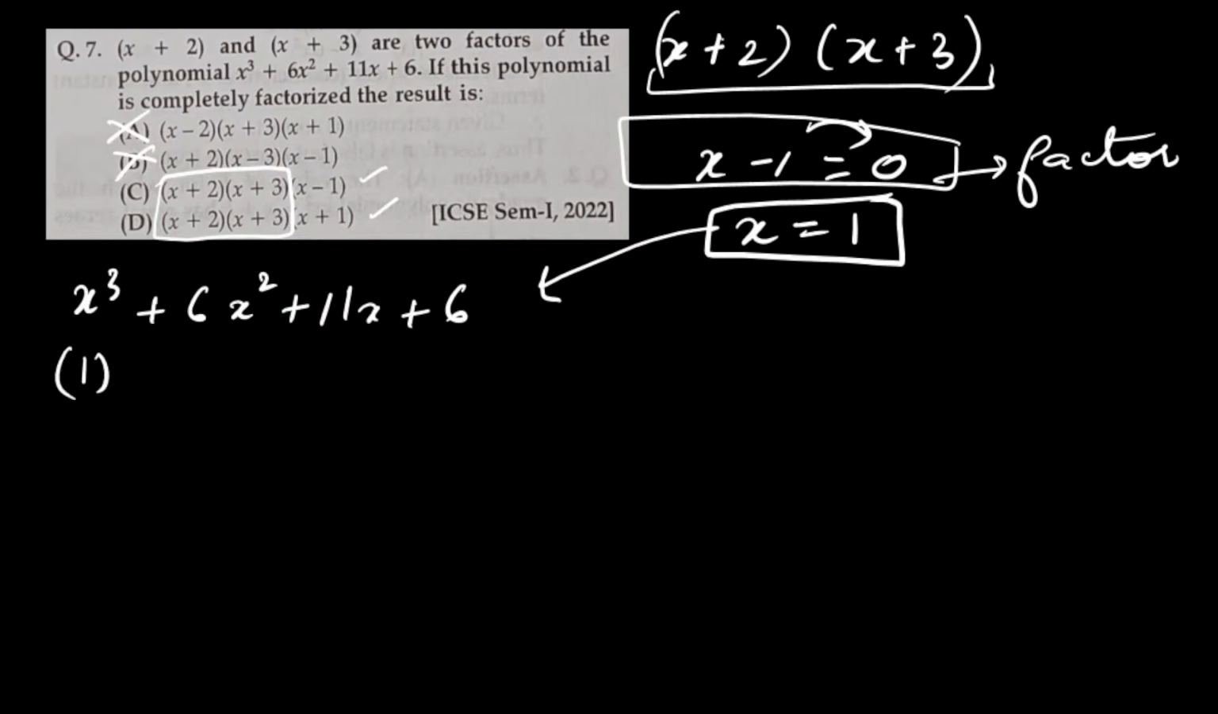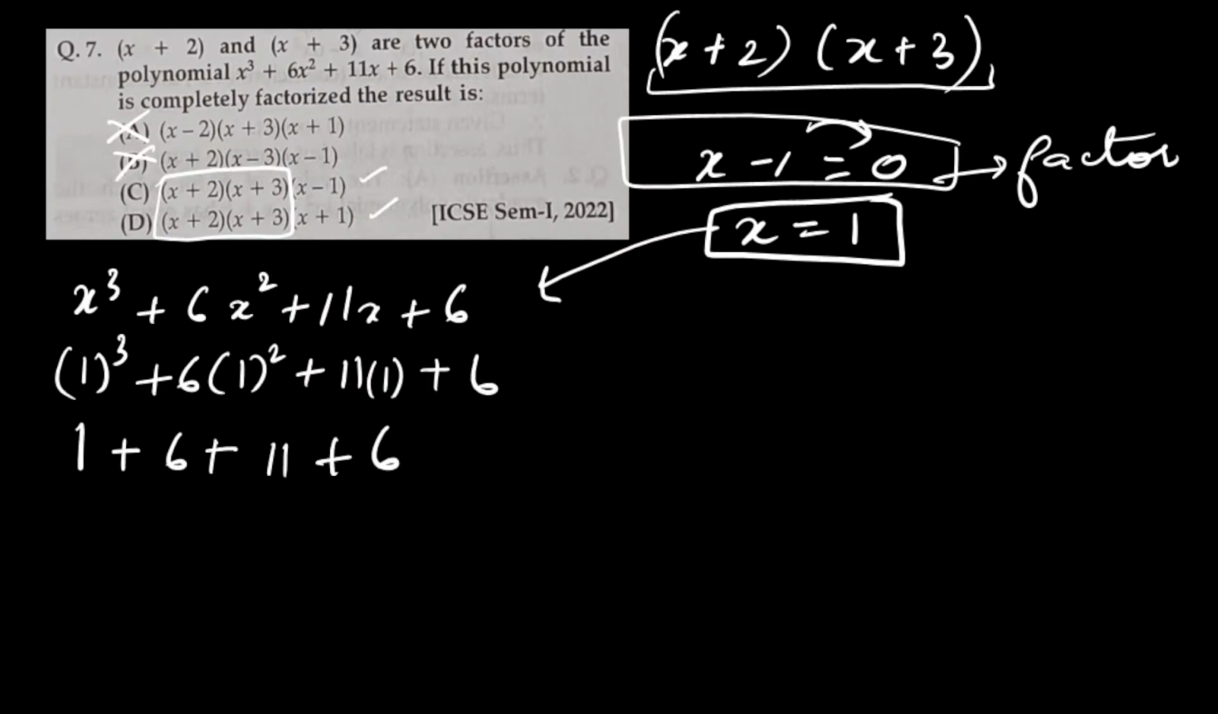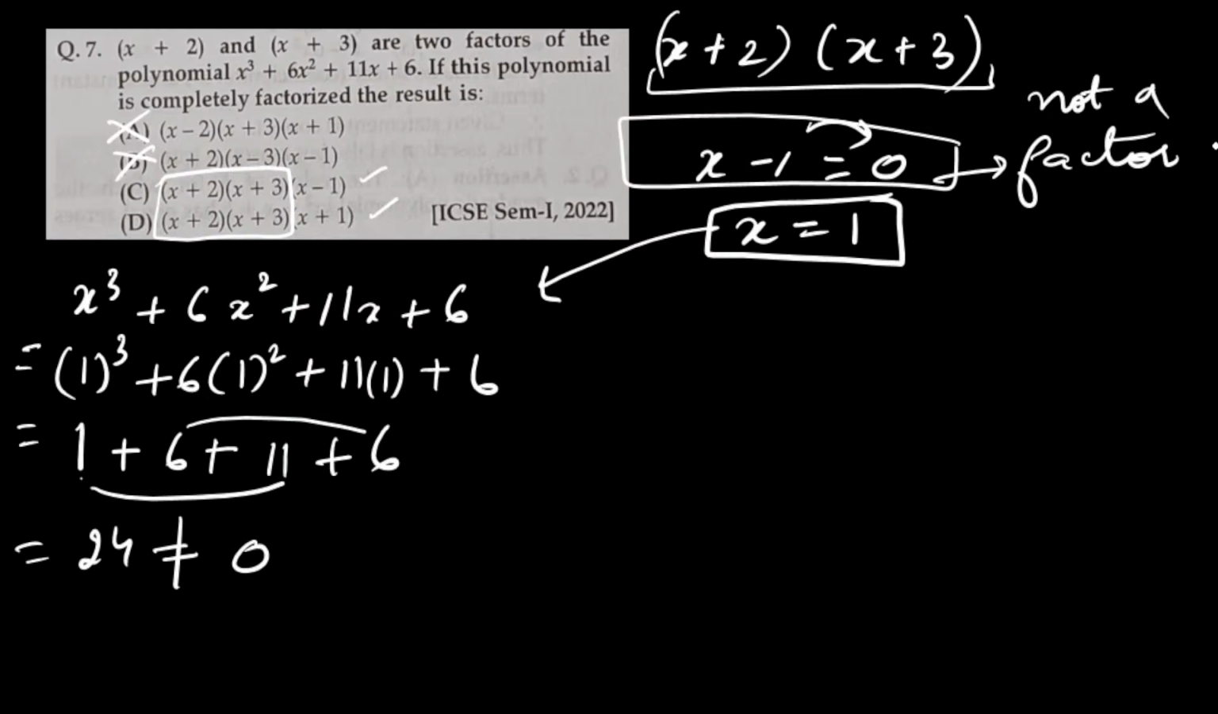If I substitute, so 1 cube plus 6 into 1 square plus 11 into 1 plus 6. So 1's cube is 1 only. 6 into 1 square is 6. 1 square is 1. 6 into 1 is 6. Plus 11 into 1 is 11 plus 6. So what I am getting, 11 plus 6 is 17, plus 1 is 18, 18 plus 6 is 24. See, 24 is not equal to 0. Our answer should be 0. Answer here, what does it mean? Answer means remainder. So it is not 0. So that means x minus 1 is not a factor.